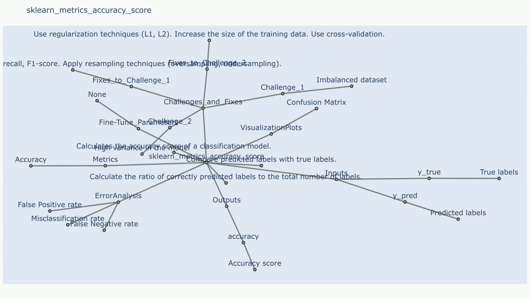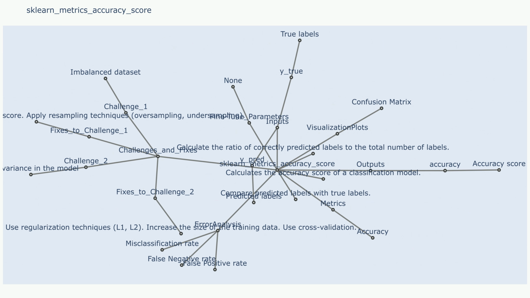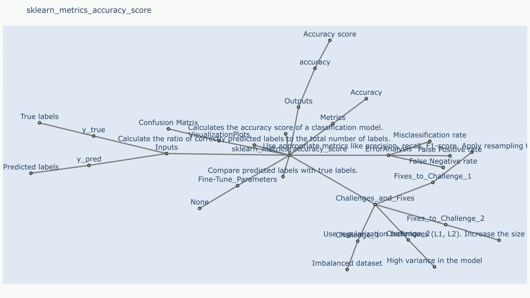Fine-tune parameters: normalize, a Boolean parameter, default true, that determines whether to normalize the accuracy score by dividing by the total number of samples. If set to false, the raw count of correctly classified instances is returned. Uncertainty methods: confidence intervals. Confidence intervals for the accuracy score can be calculated to quantify the uncertainty in the estimate.